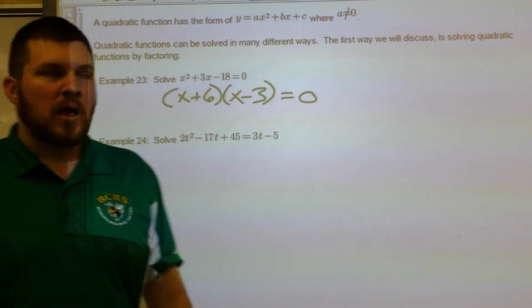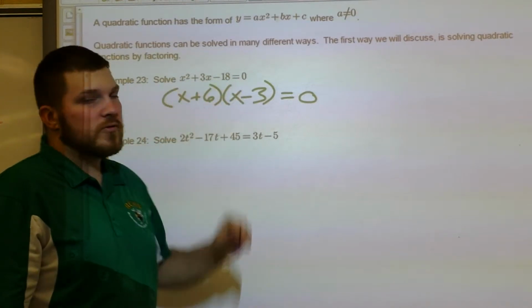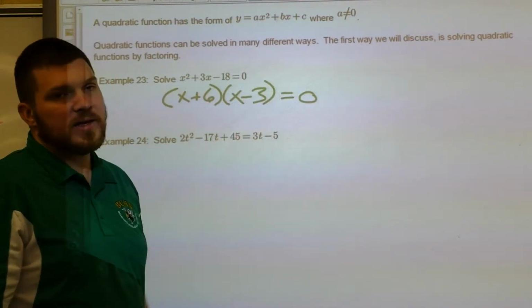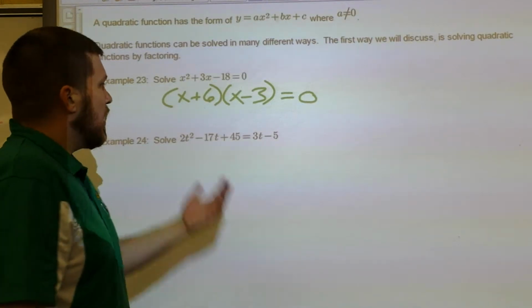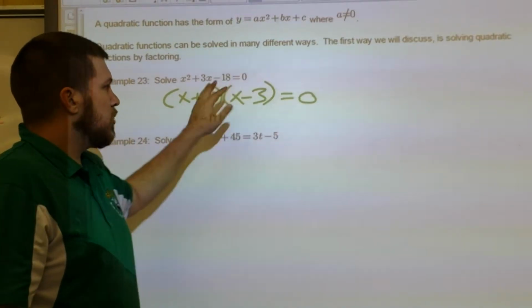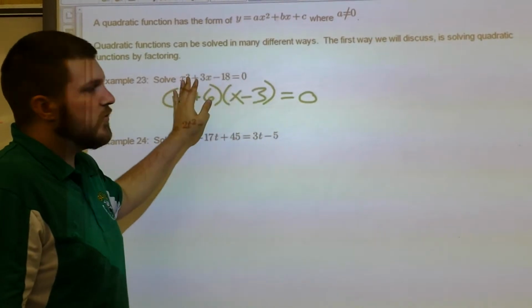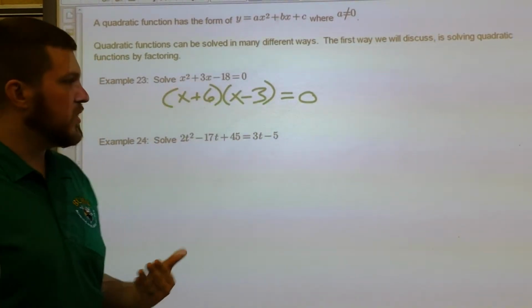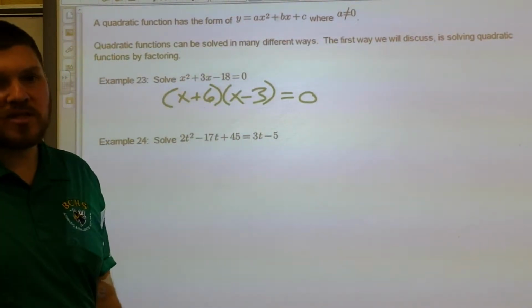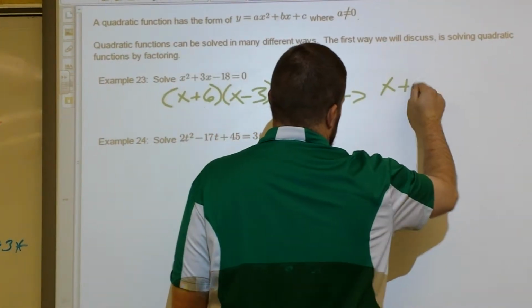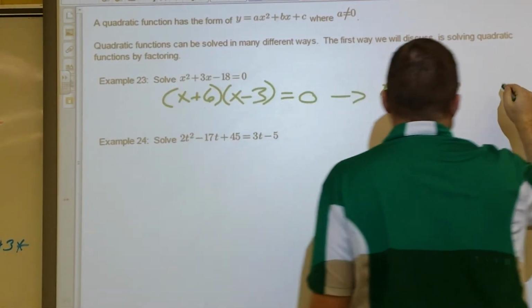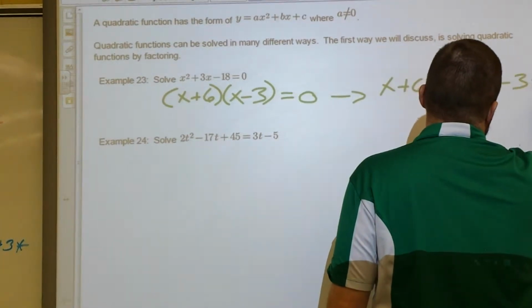Great. As soon as you have the quadratic equation factored, rewritten, and equal to 0, then you can use what's called the zero product property. It's called the zero product property because I have a product of two factors, and what it lets me do is take each one of those factors and make separate equations. So for instance, I can say x plus 6 equals 0 and x minus 3 equals 0.